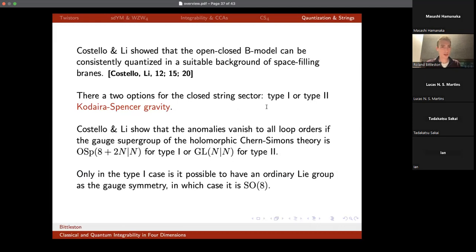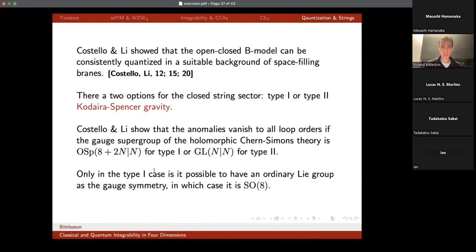There are two variants of Kodaira-Spencer, called type 1 and type 2. In the type 1 case, you have to couple to holomorphic Chern-Simons theory for the gauge supergroup OSp(8+2n|n), or in the type 2 case GL(n|n). Sorry, I realize I'm going over a little bit. These involve gauge supergroups.